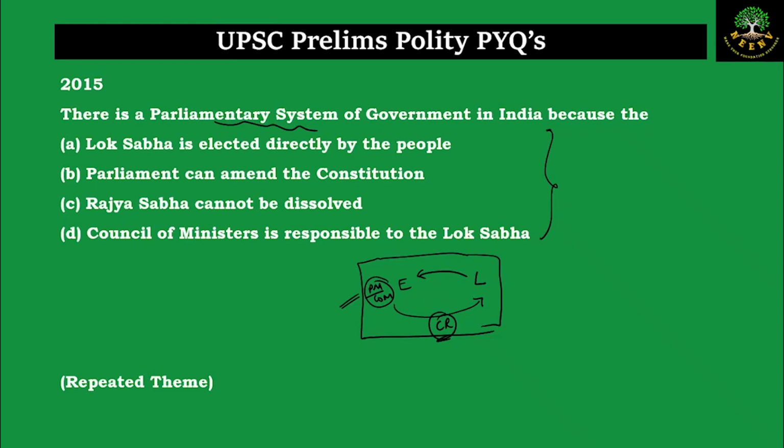Now let us look at the statements. The parliamentary system of government is there in India because the Lok Sabha is directly elected by the people? No, this is not the defining feature. The parliament can amend the constitution. No, that is not relevant here. Rajya Sabha cannot be dissolved. Again, it is not relevant in this context of discussion. The Council of Ministers is responsible to the Lok Sabha. Yes, I talked about the Prime Minister heading the Council of Ministers being collectively responsible to the Lok Sabha. So this is the most relevant answer. So the message here is, individually the statements may look true, but you should see what the question is asking and what is the relevant and best possible option.